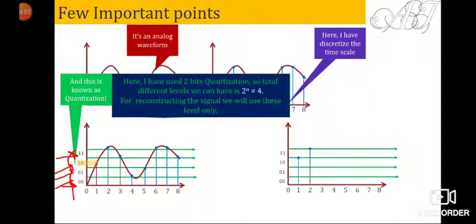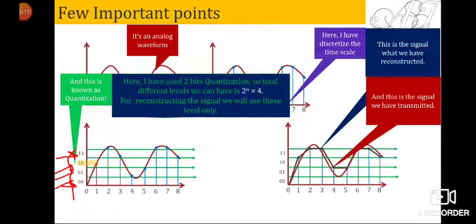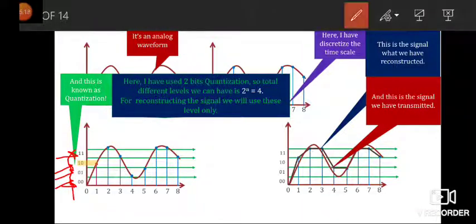At time t equal to 2, it is approximately near level 1, so I have represented it by that level. Similarly, you will complete the signal, and based on the samples or levels you have received, you will reconstruct the signal. This is the signal you have reconstructed. And what was the original signal? This is your original signal. So you can see the difference. These represent the difference or limitation of a digital signal. What I actually transmitted, I am not able to reconstruct as the actual signal.